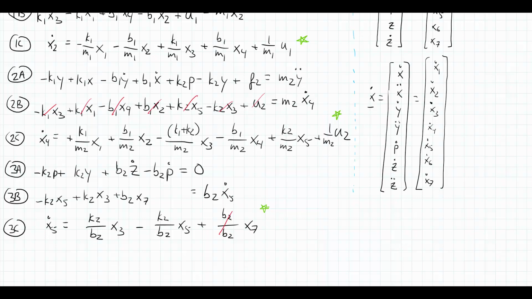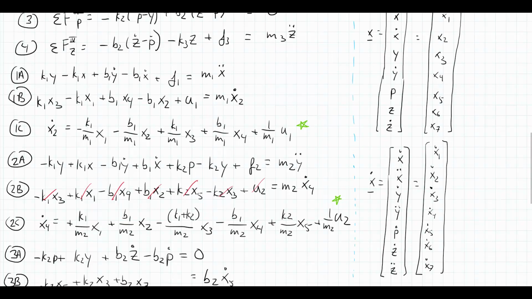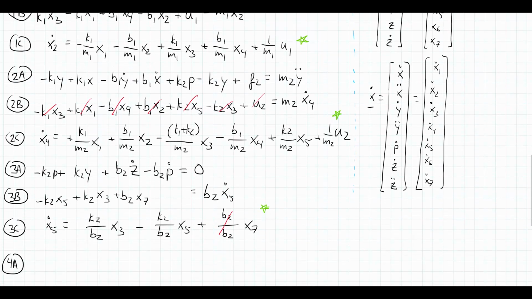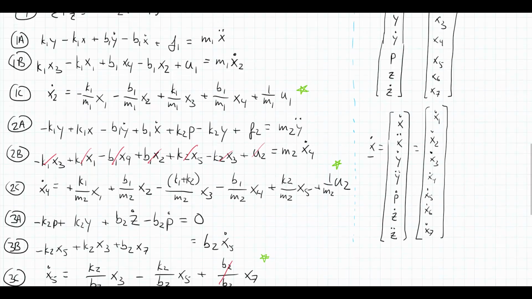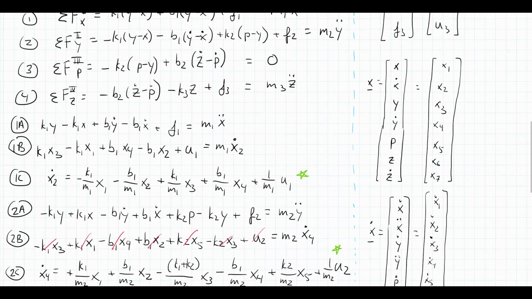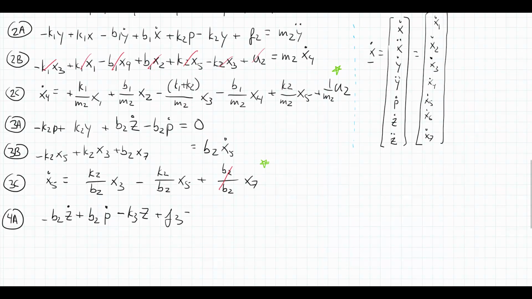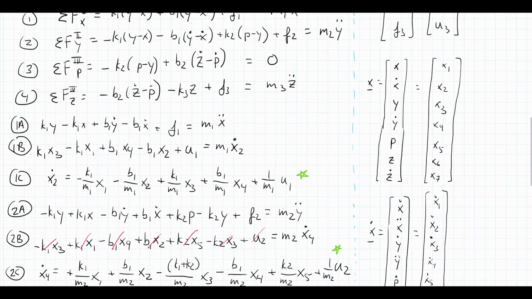All right, closing in on it for A. Actually, I have to scroll up for this one. So I want to take 4 and distribute it out. So I have here negative b2z dot. And that will be then a plus b2 p dot after I distribute it. Negative k3z, that's fine as it is. I have then plus f3. And that equals, back to the right-hand side, m3z double dot.